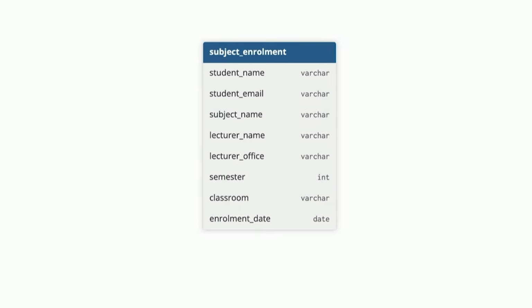Let's start with an example table and go through the normalization process. We're going to continue our theme from earlier on university courses and use a table called Subject Enrollment. This table captures a list of all of the enrollments that have happened for a subject, which is where a student joins a subject. We have a few columns here: student name, which is the name of the student, email, the name of the subject within a course, the name of the lecturer, the office location of the lecturer, the semester of the subject, the classroom that the class is in, and the enrollment date of the student in the subject. There is a lot here.